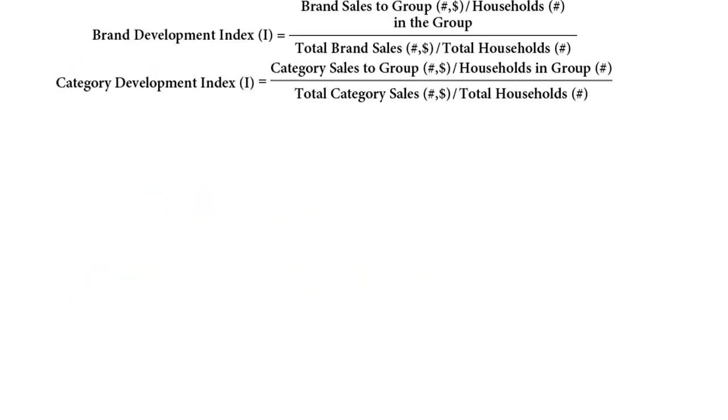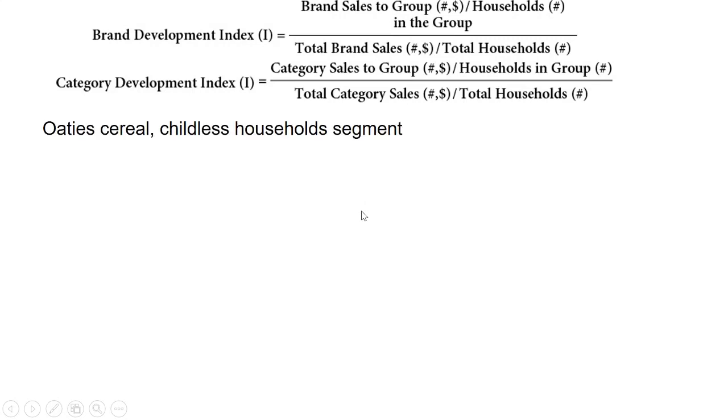All right, then we have what we call brand development index and category development index. Basically, with these, we are calculating to what degree the brand gets exposure or patronage throughout a particular group of households. So BDI and CDI, we generally calculate BDI, but not necessarily use CDI that often.